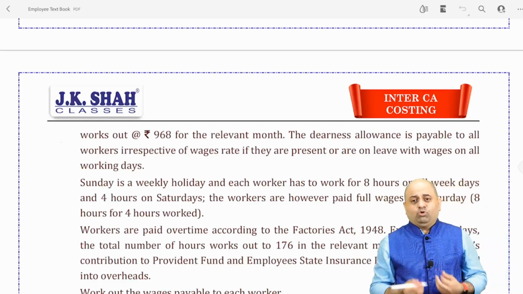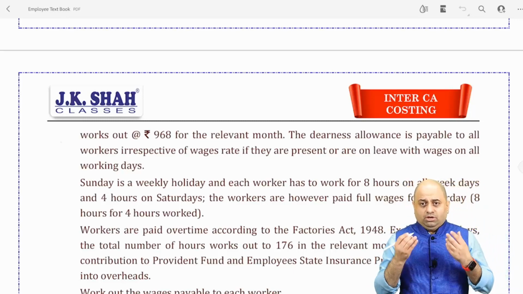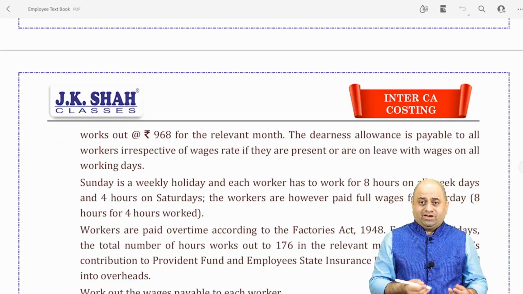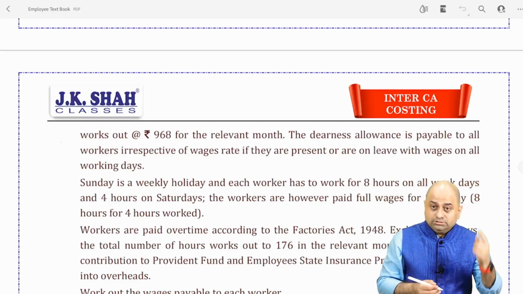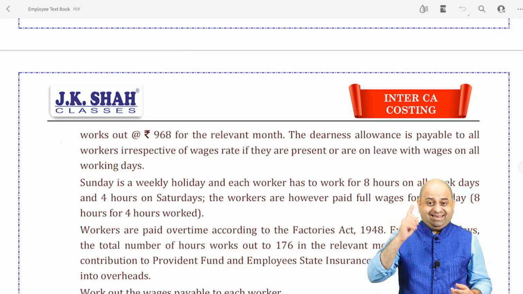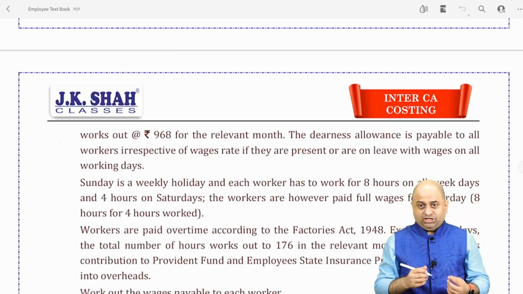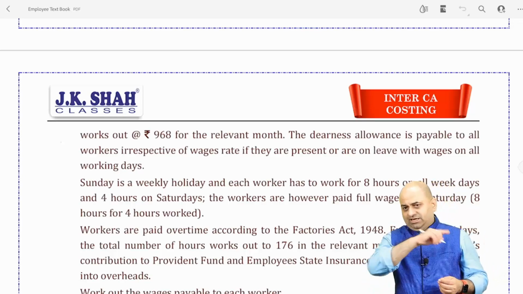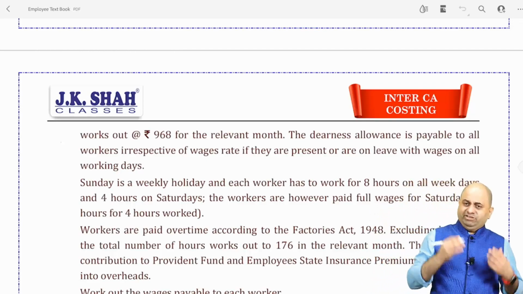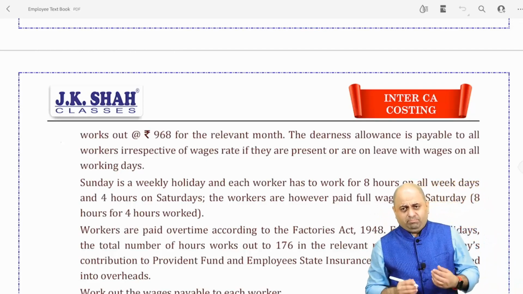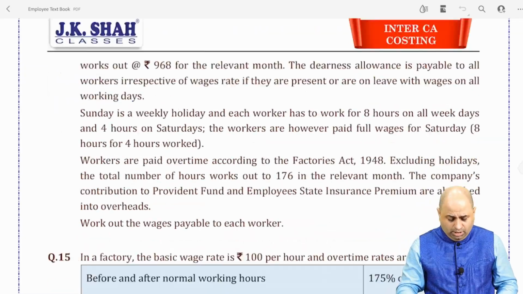We need to find out overtime per worker and calculate normal wages and overtime wages for all workers. Remember that 9 hours per day, 48 hours per week logic, and then we calculate overtime hours, we multiply and we get the wages. As I just said, quite a simple question, nothing great to worry about.